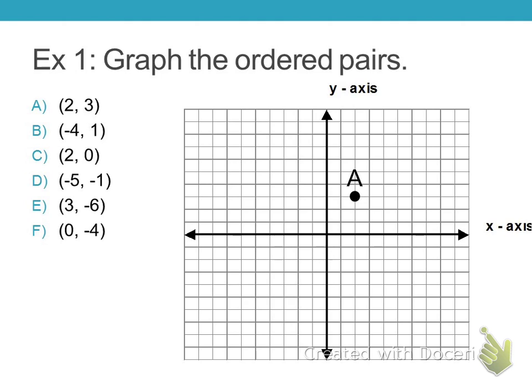Now, whenever it's written like this and it has a capital letter next to it, you need to label the point with that capital letter. Okay, this is point A. To graph point B, we will start at the origin again. We will go left 1, 2, 3, 4, up 1. And I will label that with a B.